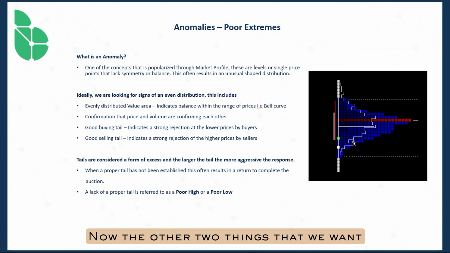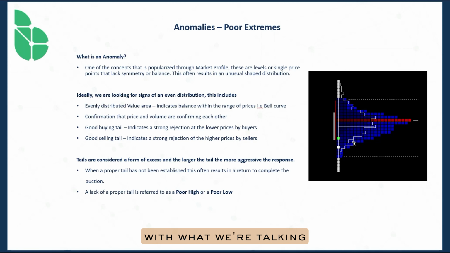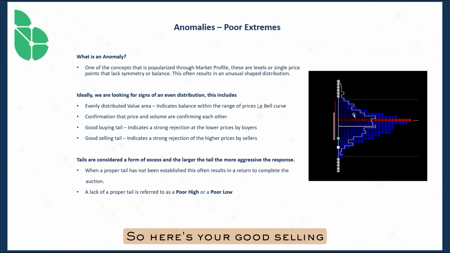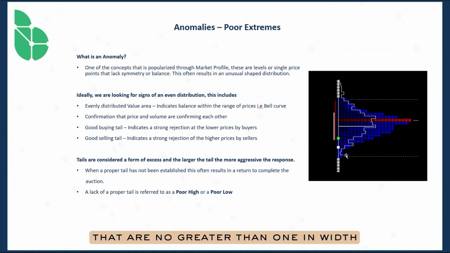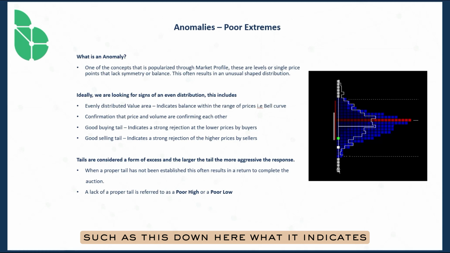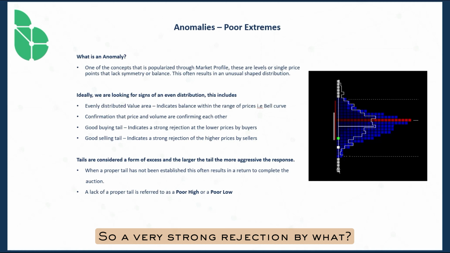Now, the other two things that we want, and these are more in line with what we're talking about specifically with this type of anomaly with poor extremes, are a good buying tail or a good selling tail. Here's your good selling tail, here's your good buying tail. What we have is TPOs that are no greater than 1 in width. So we're looking for something that looks like a very thin extreme. For a good buying tail, such as this down here, what it indicates is a very strong rejection.